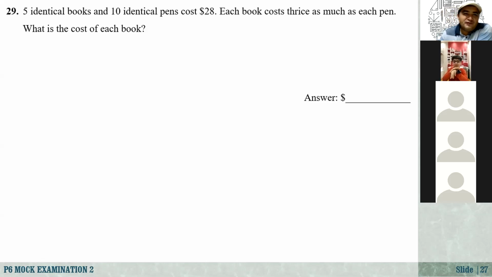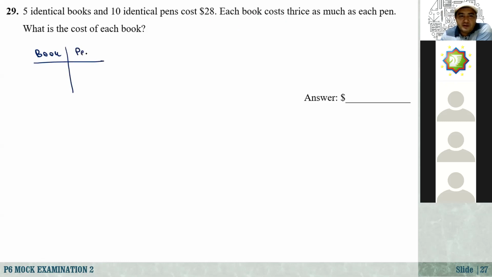Okay, guys, let's see. 5 identical books and 10 identical pens cost $28, right? Each book costs thrice as much as a pen. So here we are talking about the price of a book, right? I'm tabulating this, and also here we have pen. Individual price: it says each book costs thrice as much as a pen. Do we know the price of the pen? I don't know. Suppose that one pen costs X dollars, right? And book costs thrice as much as pen, so the book's price must be 3X, right?